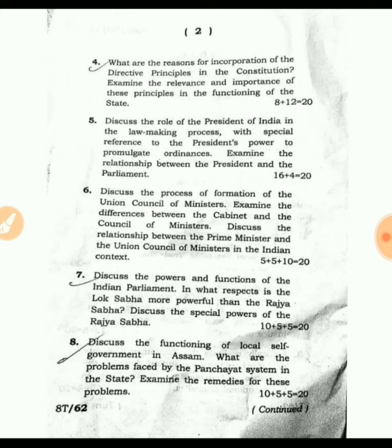Question number 8, discuss the functioning of the local self-government in Assam. What are the problems faced by the Panchayati Raj system in the state? Examine the remedies for these problems.